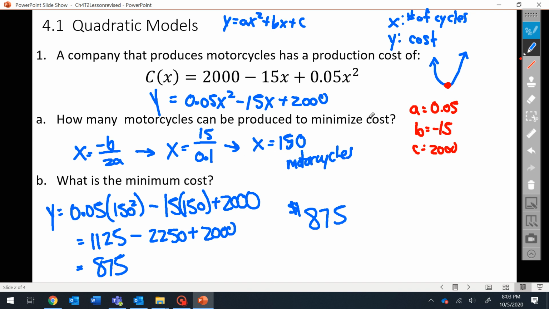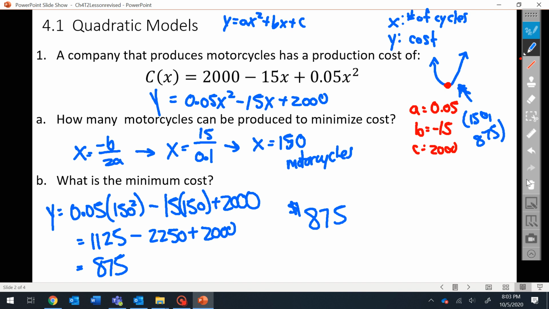Any less than 150 motorcycles, and their cost starts going up again. Any more than 150 motorcycles, their cost goes up again, because this vertex is 150 motorcycles at $875. That's the vertex.